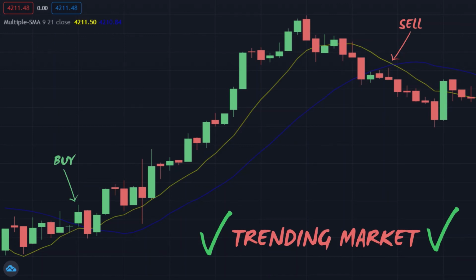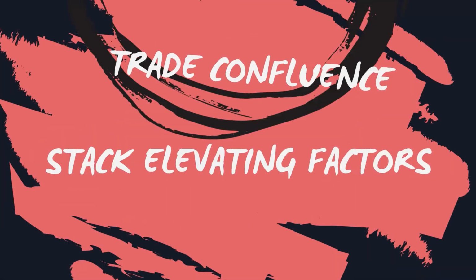As seen here, a buy signal was produced when the 9-period SMA crossed above the 21-period SMA, and since the market was trending, it would have allowed a trader to remain in their position longer, earning higher gains until the sell signal was produced once the 9-period SMA crossed back below the 21-period SMA.